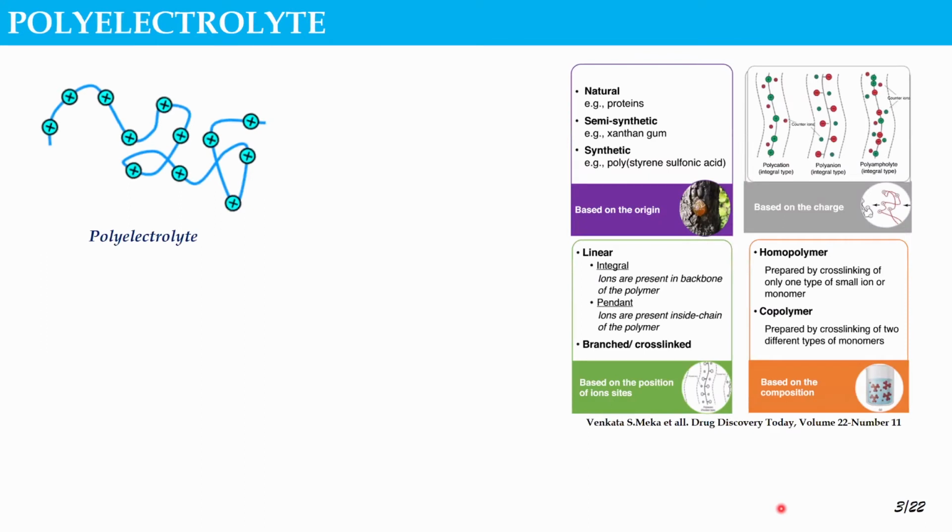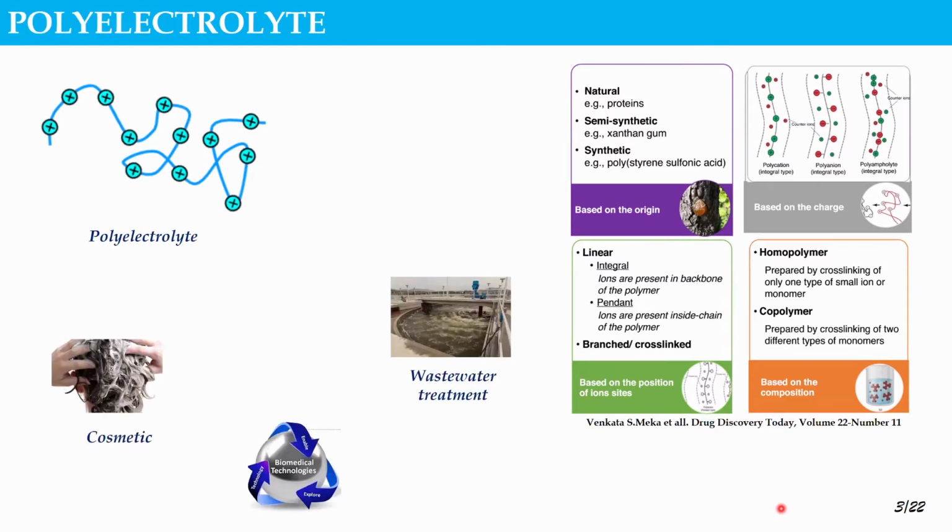So for instance, we can say that a polyelectrolyte is any macromolecular material which is charged, and we can have different kinds of polyelectrolyte based on the origin, on the composition, or on the charge. And we use polyelectrolytes basically in our life because they have a lot of applications, for example, in biomedical technologies, in cosmetics, or even in wastewater treatment.